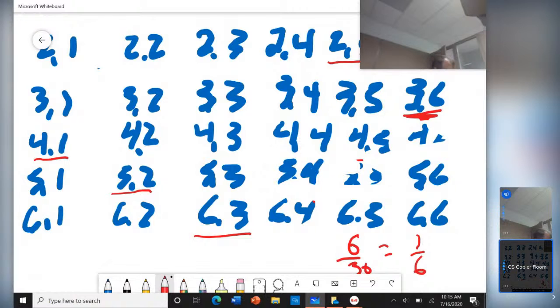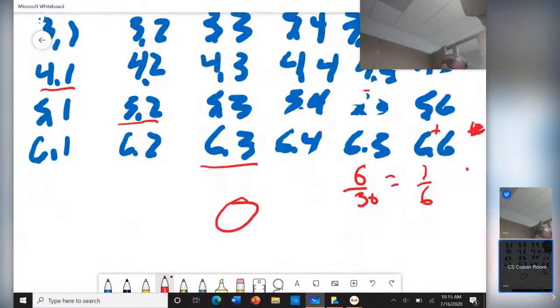And the last one says find the probability showing the sum of 13. Well, none of these equal 13. And the biggest one we have would be 6 plus 6, and that equals 12. So for the last one, the probability of showing 13 would be just a 0, because none of these two numbers equal 13. Okay, so hopefully that helped.